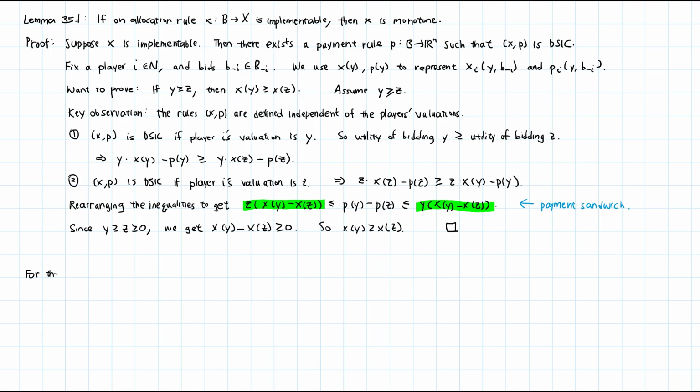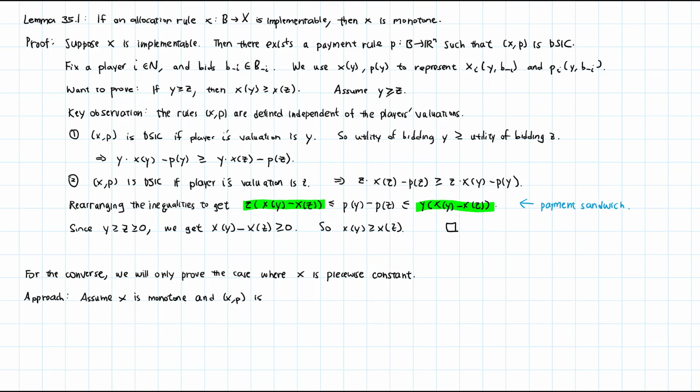Now the converse is, if x is monotone, then x is implementable, meaning you can find a payment rule such that it is DSIC. We will only prove the case where x is piecewise constant. Here is our approach to this proof. We will assume x is monotone and also (x, p) is DSIC. We will then derive a formula for p, and p is unique, assuming that the payment is 0 whenever the bid is 0. This formula is then the only candidate payment rule that could work under DSIC.